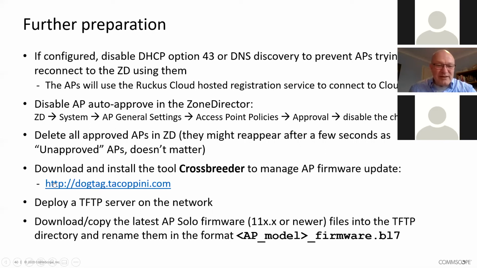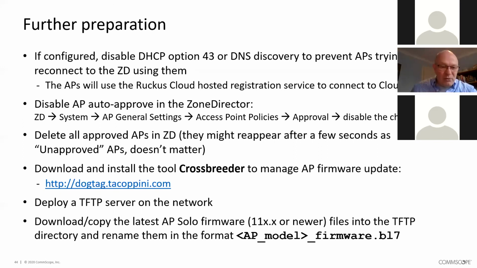What you then need to use is a special tool that we have available to you, which is called Crossbreeder. Crossbreeder is maintained by our pre-sales teams, particularly one of the guys in the pre-sales team, to manage AP firmware upgrades and moving them across to other solutions. To download the tool, make sure you've got a TFTP server on the network as well. You could be running that on a laptop or temporarily on a device in the network.